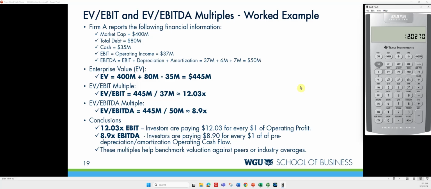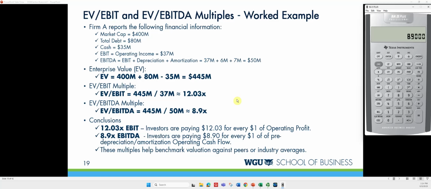Okay. The next thing we'll do is we'll calculate the enterprise value to EBITDA multiple. So again, we're going to take our enterprise value of 445 million, divide it by our EBITDA, which is 50 million. Remember, we're adding back depreciation and amortization, so that figure is going to be higher. And that gives us a value of 8.9.